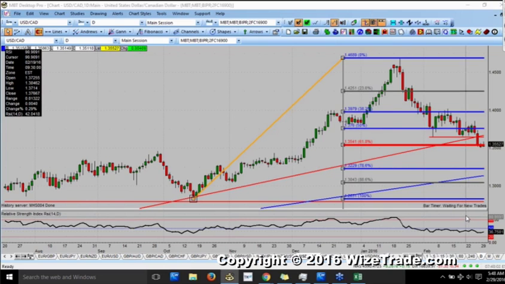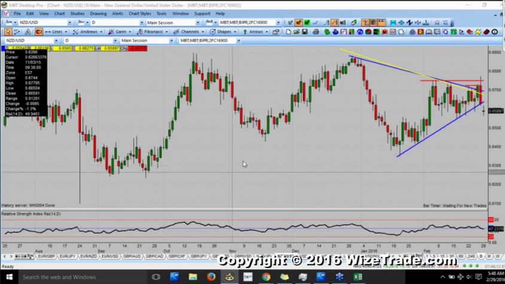Okay, let's go over to the, that was a Canadian. Let's go take a look at the Kiwi. All right, so the Kiwi dollar, this is an extremely dangerous chart. The Aussie and the Kiwi were both very dangerous charts from last week.